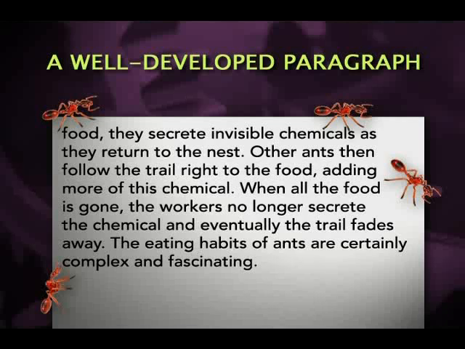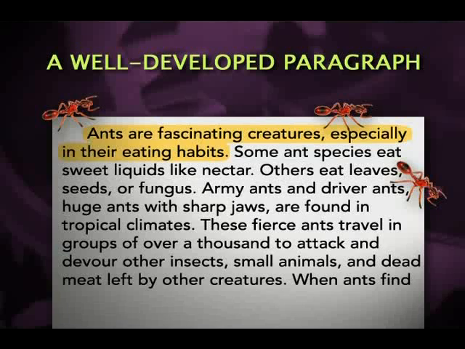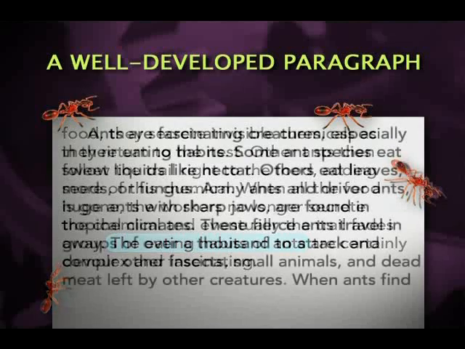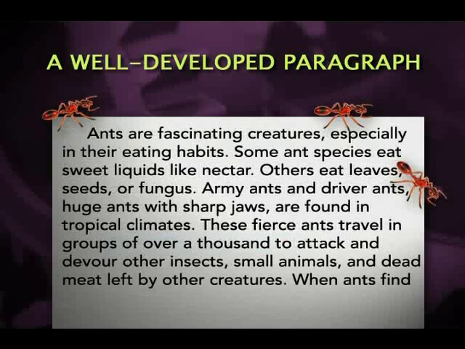My topic sentence, going back to the top, focuses on eating habits of ants. My conclusion picks it up by saying the eating habits of ants. And then I use specific details to develop each of my ideas fully. For example, I have in the second sentence sweet liquids like nectar. In the third, I have leaves, seeds, and fungus. Then I have army ants and driver ants. All of these specific details help make my paragraph well developed.